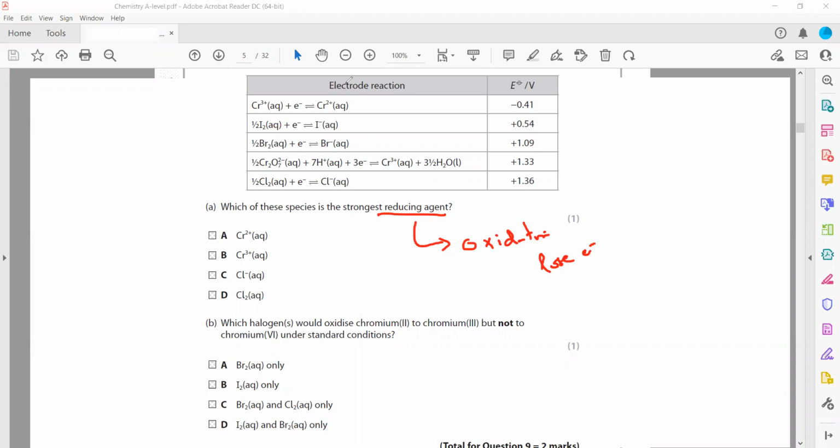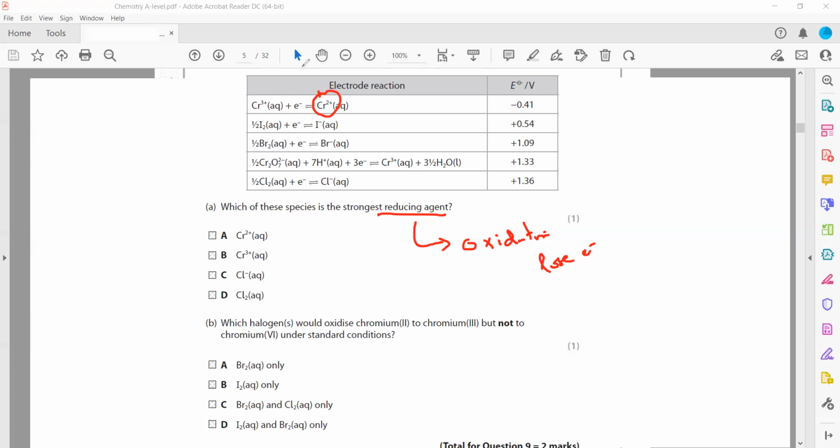Chromium 3 gains electrons, because it's negative. How to identify which one is a better reducing agent? The one which has the more negative value on the product side, because you have to check whether they're asking about the reactant or the product. So they're asking for chromium 2. Chromium 3 gaining electrons is negative.